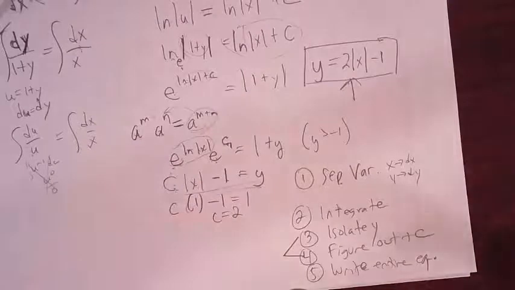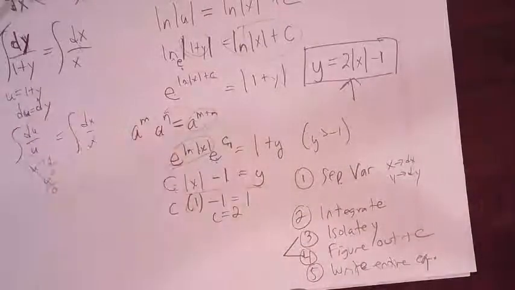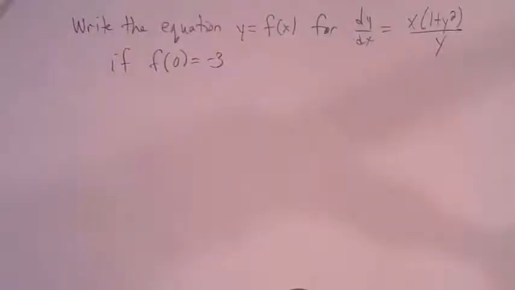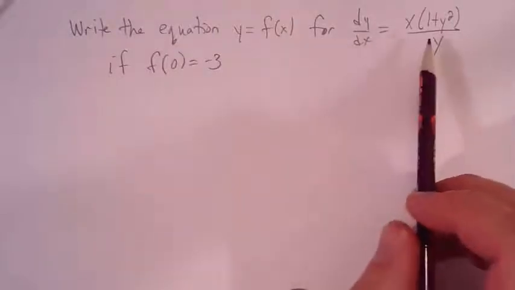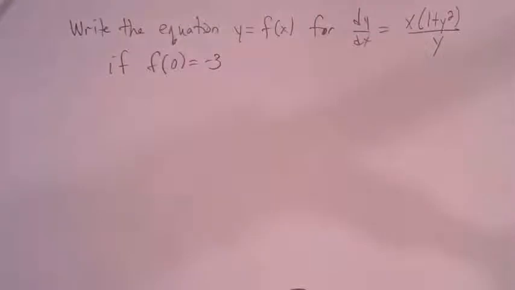So let's take a look at a different type of integration in a different example. Okay, similar looking setup. We once again want to write the parent function y equals f of x, given that the derivative equals x times quantity 1 plus y squared over y, and they give us the initial condition f of 0 is -3. Our overall plan here is exactly the same as the previous problem. The algebra that we encounter, I believe, is going to be a little different, but the overall scope isn't any different.